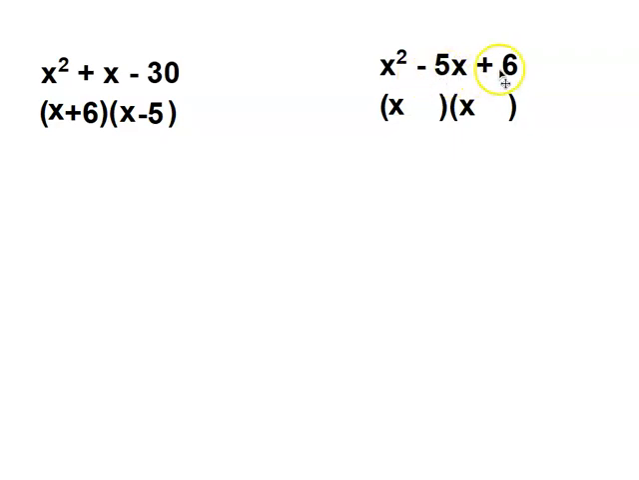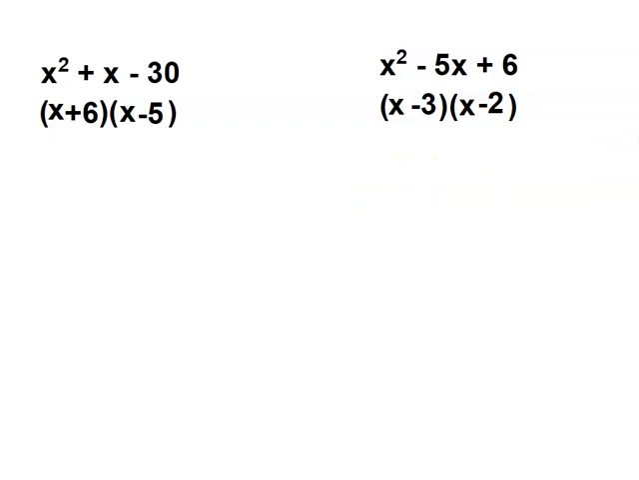When I say positive, I also mean plus, a plus sign. So what multiplies to give you 6 that would add to give you a negative 5? So both signs need to be negative. So a minus 3 or a negative 3 and a minus 2 or a negative 2. Negative 3 times negative 2 is a positive 6. Negative 3 plus negative 2 is a minus 5 or a negative 5. So if you were to FOIL this, it would get you back to this trinomial.